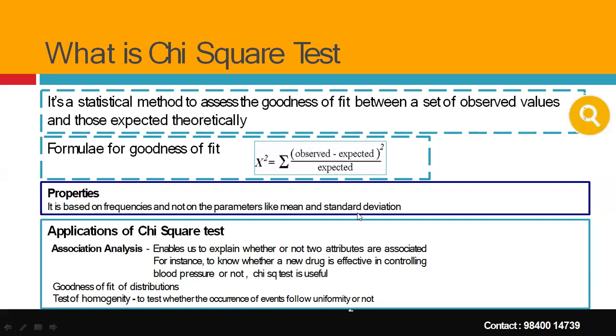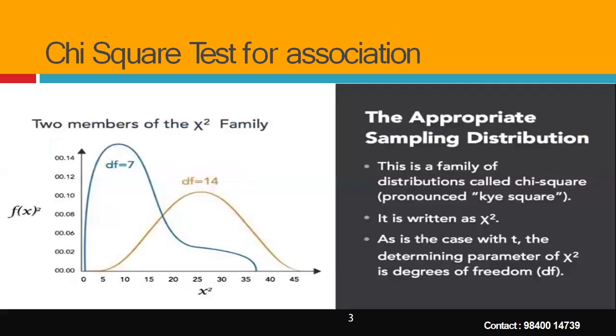Here basically the chi-square test helps us find out the association between two attributes, or we can say two categorical variables. You want to find out the relationship or association between two categorical variables. For this, we will look at an example. Don't worry. Before that, let's understand the distribution pattern.